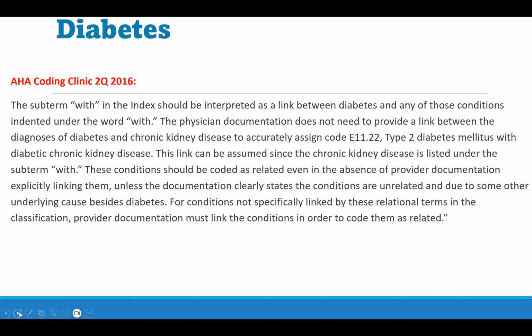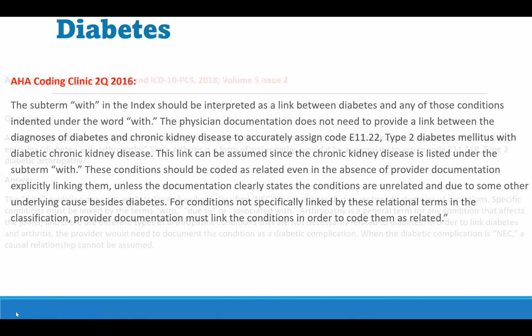So you have to be very careful, and you have to read the guidelines black and white. And if you read them black and white and you have a question, submit a question to Coding Clinic and get clarification. So these conditions should be coded as related even in the absence of provider documentation explicitly linking them, unless the documentation clearly states they're not related. For conditions not specifically linked by these relational terms in the classification, provider documentation must link the conditions, right? So this goes back to chronic kidney disease being specific. If it's not specifically linked, then the provider must do it.